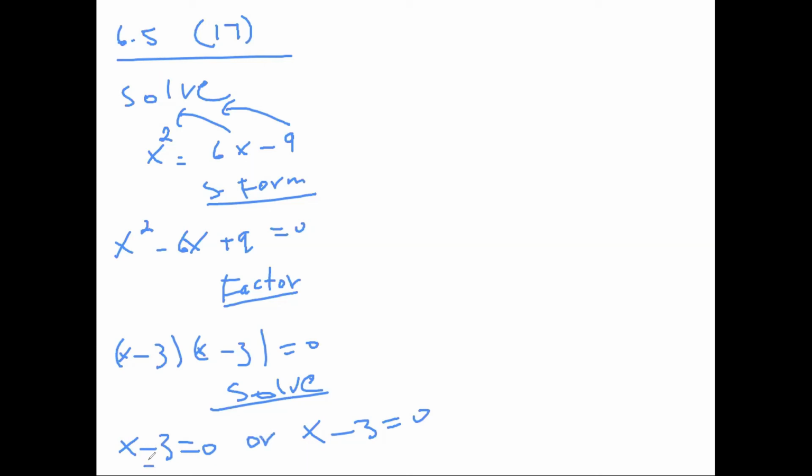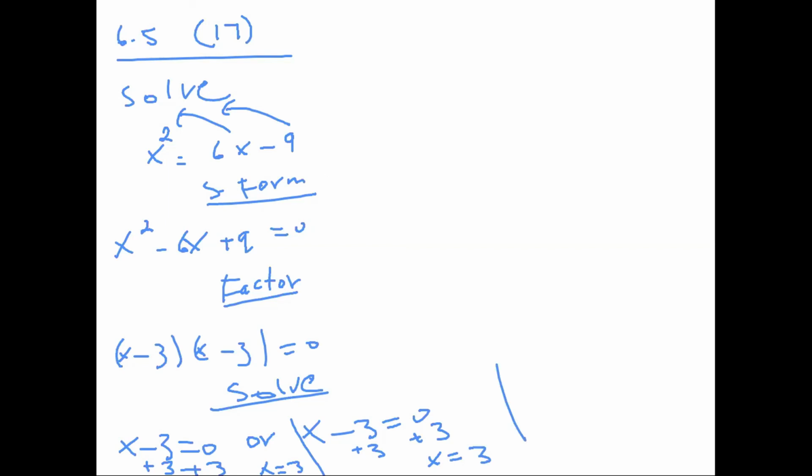How do you solve this one? Just add 3. Add 3. That means x is 3. 0 plus 3 is 3. That's one solution. Sometimes it's the same, so basically it's going to be the same solution. And here also solve this, same way. Add 3, add 3. So x is also 3.